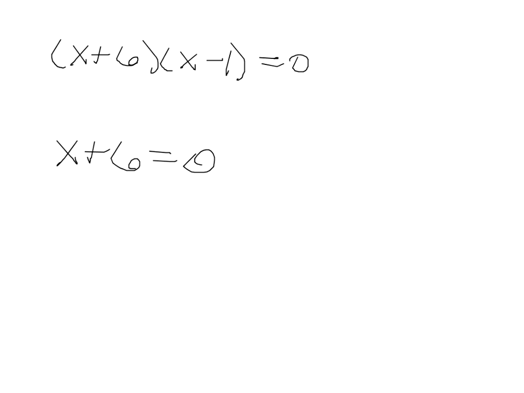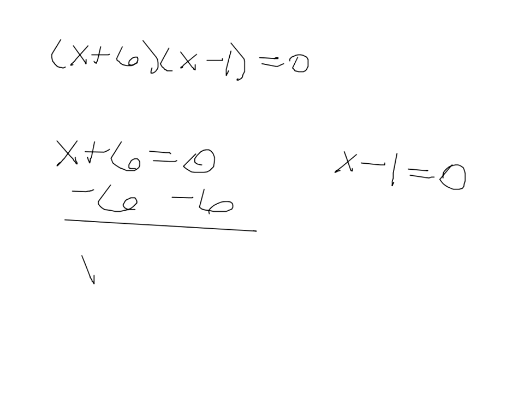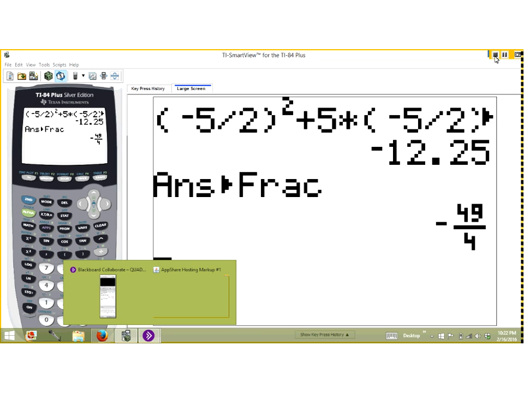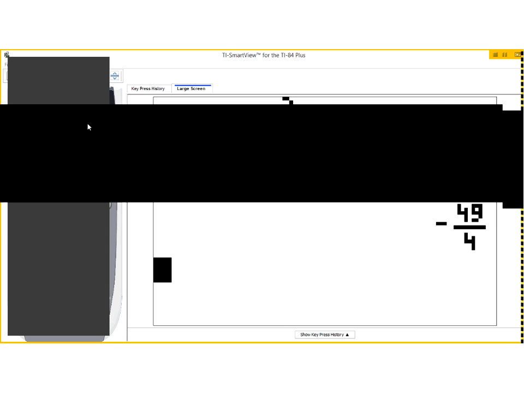So I have x plus 6 times x minus 1 equals 0. I take each factor and set it equal to 0 and solve for x. So those are my two x-intercepts, x equals minus 6 and x equals 1. So I'm going to go verify all this information on my calculator.